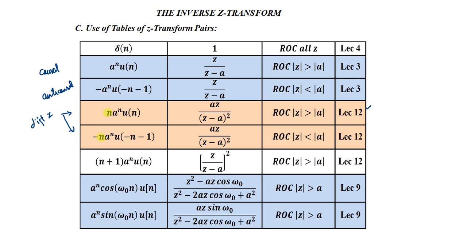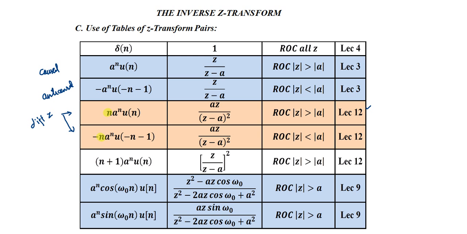If you look here, it's a slightly modified version of the previous result. In the denominator is z minus a the whole square, and in the numerator there is the factor a. So it is a z divided by z minus a the whole square, and for the anti-causal part the answer will be the same. The ROC for causal is modulus of z greater than a, and for anti-causal modulus of z less than a. Again, you can compare these two questions similar to the first two, where we are multiplying the same signal by n, so you can observe the result.